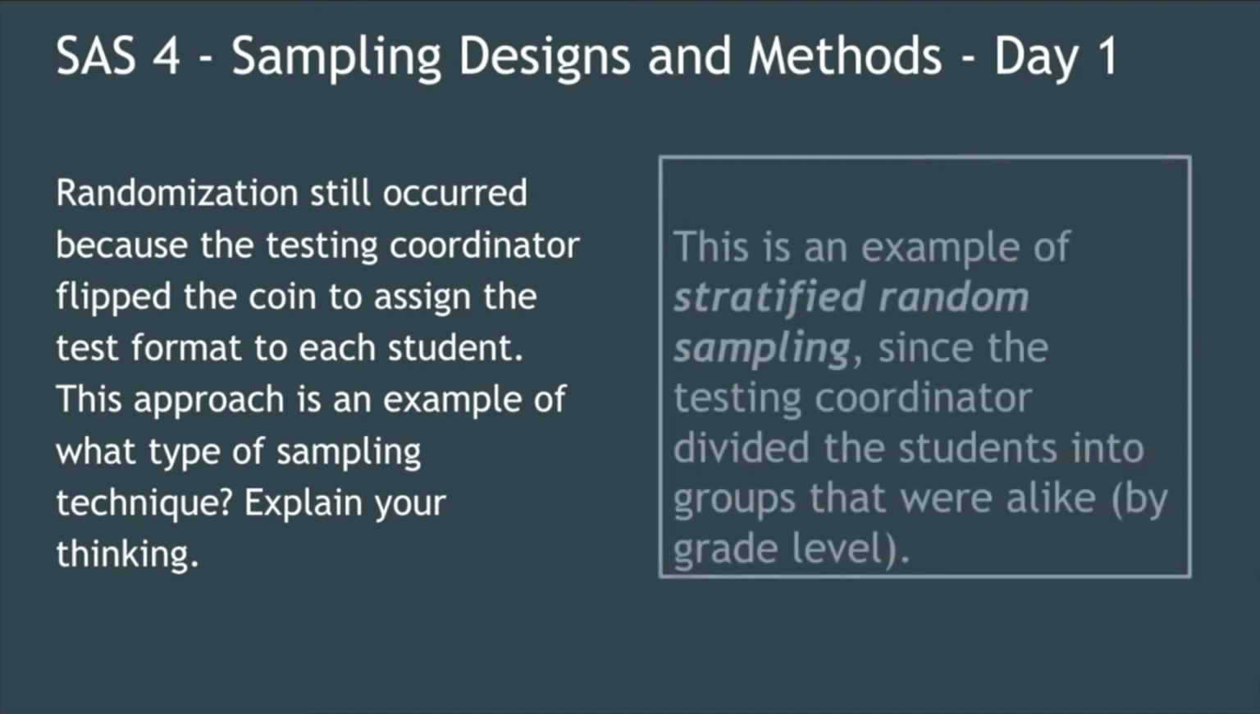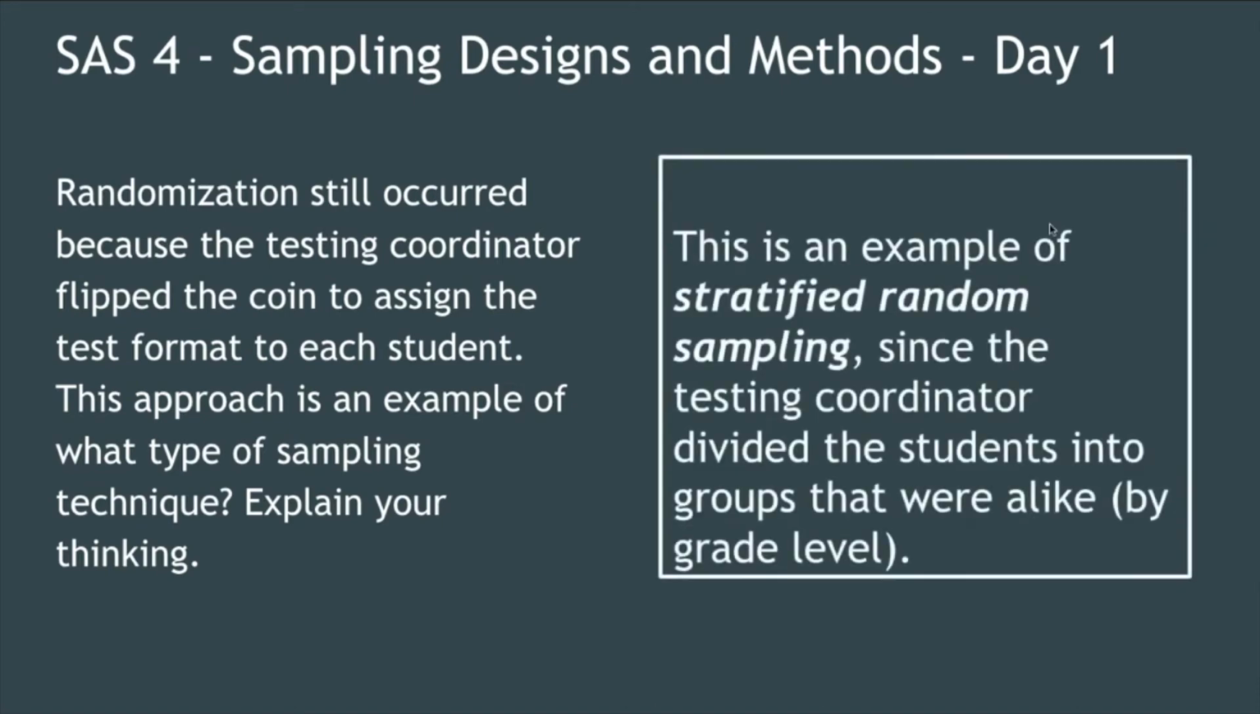It's stratified random sampling. Now let's go back. Stratified random sampling. Stratified: we separated the population into strata, into groups, since the testing coordinator divided the students into groups that were alike by grade level. So we stratified into different subgroups, and then we randomly selected which method of testing they're going to use. So that is stratified random sampling.